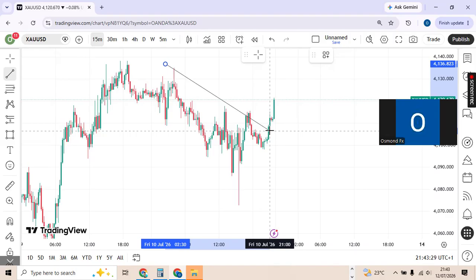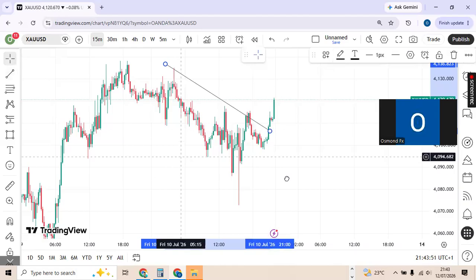the reason why gold is very massive and very volatile is because it takes out liquidity. It takes people's stop losses before it moves in the right direction. That's one of the reasons why it's very volatile. All right, which is why you need to learn about liquidity. Now, let me give you guys a quick example.